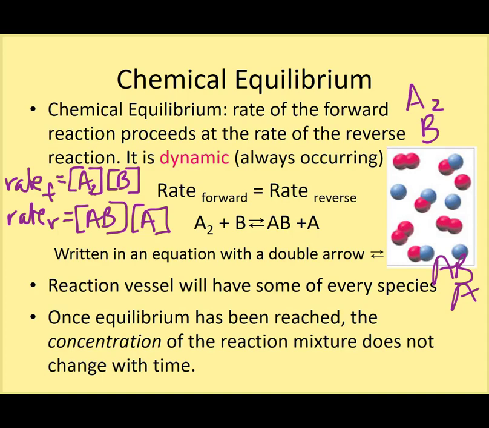So just like our ants, their rock piles don't ever increase or decrease, even though they're working all the time. The same thing happens in a chemical reaction. Once equilibrium has been reached, the concentration of the reaction mixture does not change with time. So even though products are continually forming, when I go this way, I am also taking my products and forming reactants, so going that way.